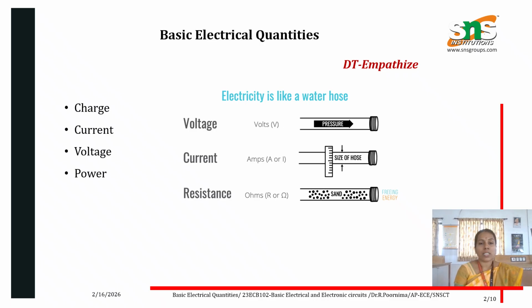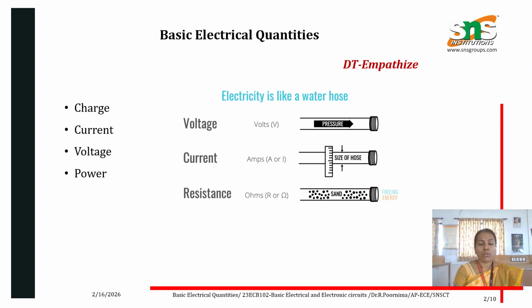So electricity is like a water hose. Let's take an analogy between electricity and water pipe. So when applying a pressure, the water flows inside the water hose. So the voltage is like a pressure applied for the water. So current flow is related to the water flow in this hose. So size of the hose determines the water flow.